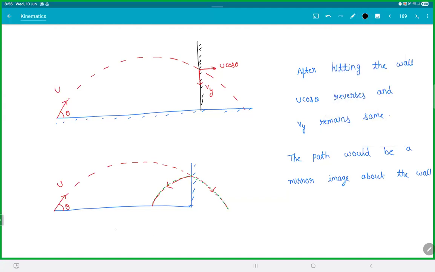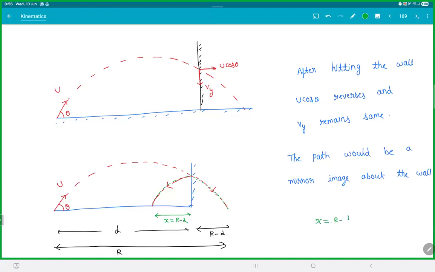So how much will this distance be? This distance was d, so the whole distance was R, and this distance was d. That means this distance is R minus d. Since it's a reflection of it, this distance will be x, which is also R minus d. That's it. Therefore, x is equal to R minus d. Is that logic making sense?